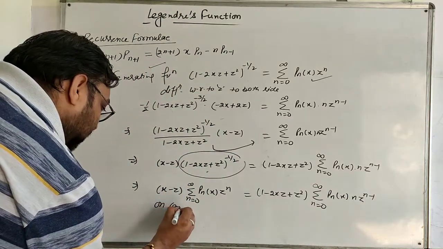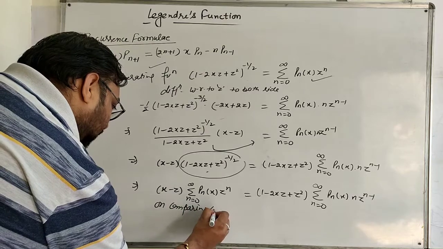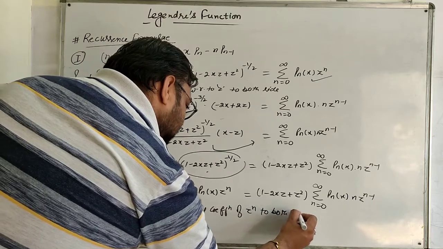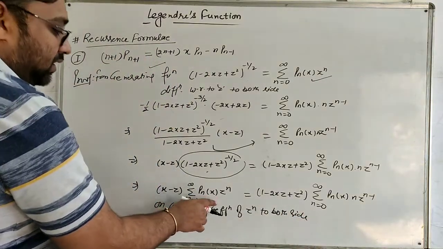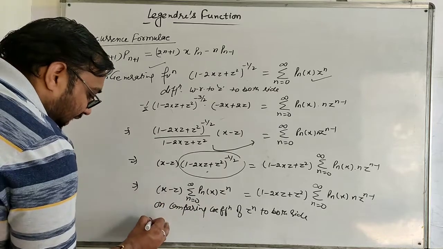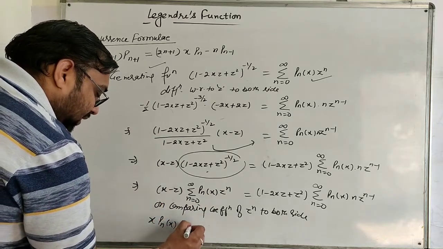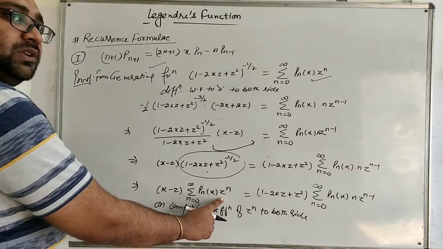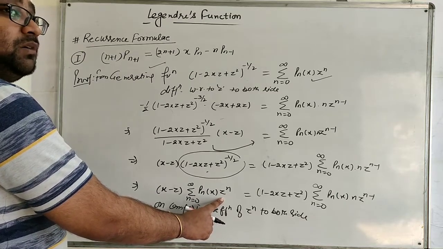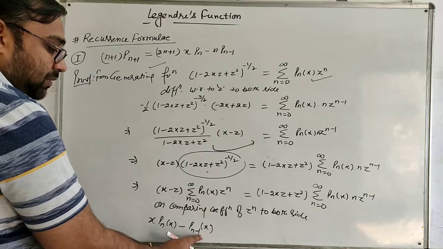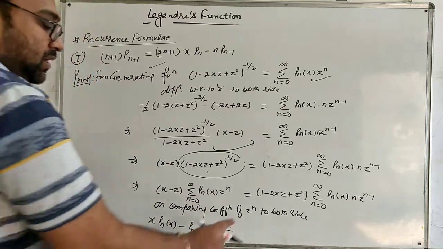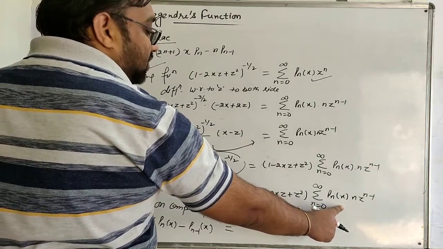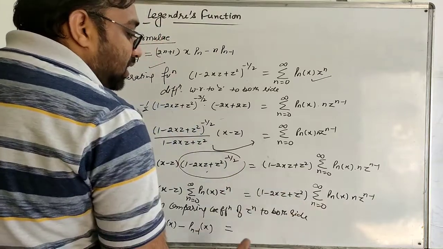Now on comparing the coefficient of z^n on both sides. When we compare the coefficient of z^n, from this it will be xP_n(x) - P_{n-1}(x), because when we multiply by z, this will become z^(n+1), and we are comparing the coefficient of z^n. So taking 1 less, that is P_{n-1}(x). On the right, when we multiply by 1, this will be the coefficient of z^(n-1), but we require the coefficient of z^n. So replacing n by n+1.